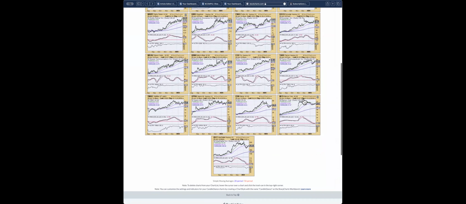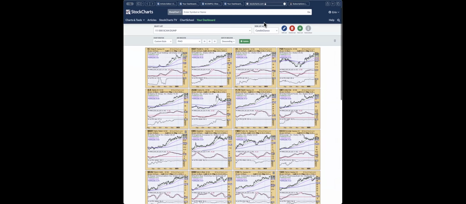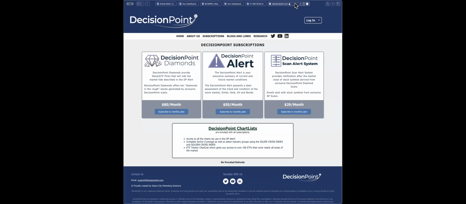This one's still kind of in a declining trend. It looks like it's making its move, but the PMO is, actually these PMOs are negative at this point. Okay. So that is that.